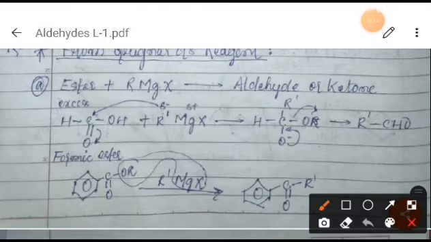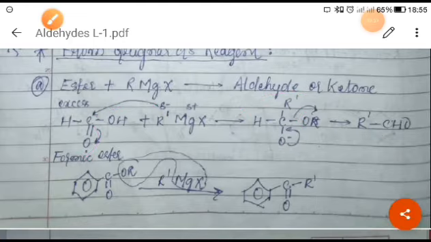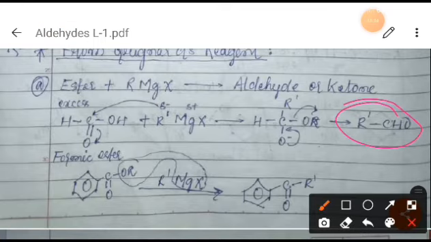In the first case, this one has attacked here, and this one has come out like this. And in the second case, what happened? This one is coming out from the reaction, and the charge is shifting here and it is forming R'CHO, which is an aldehyde, right?